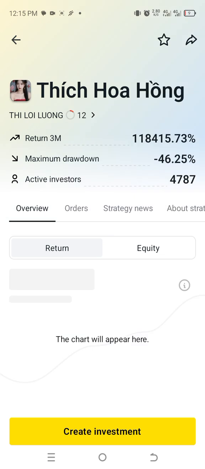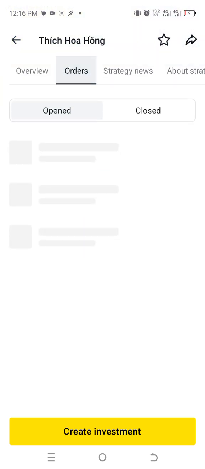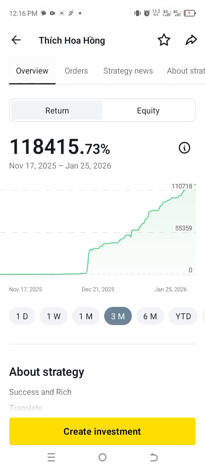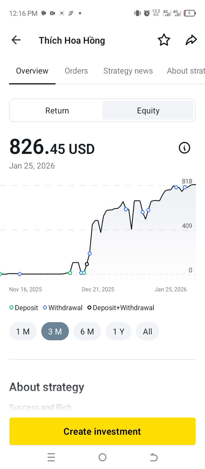So if this person with 826 gives you $12, and then you don't reinvest that $12, it means his next trade will be more than yours, because already his equity is above yours. So Exness deals with invested equity.